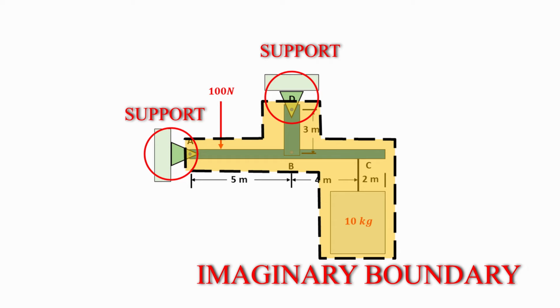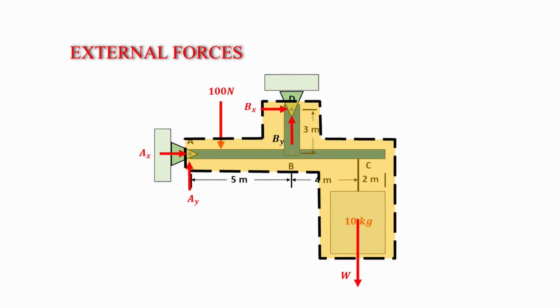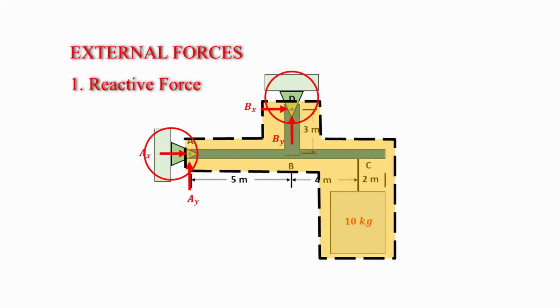The forces that do need to be included in the free body diagram are external forces. There are 2 types of external forces. The first type is reactive force. Remember, where there are supports, there are reactive forces. So if you can find all the supports, you are halfway done. Now, I'm going to show you different types of supports that you will see in statics problems.